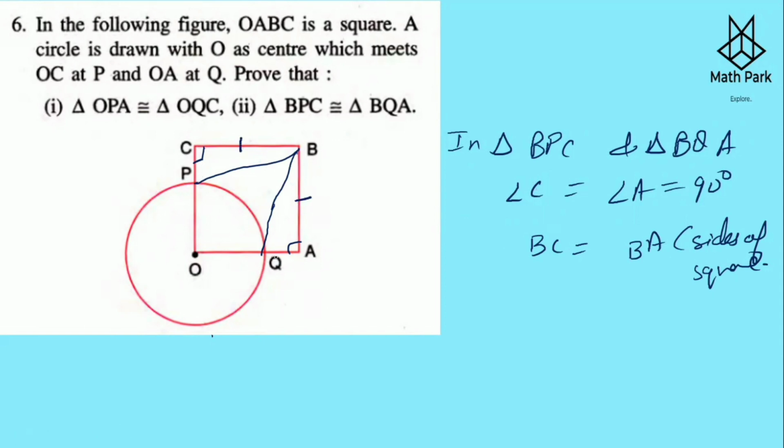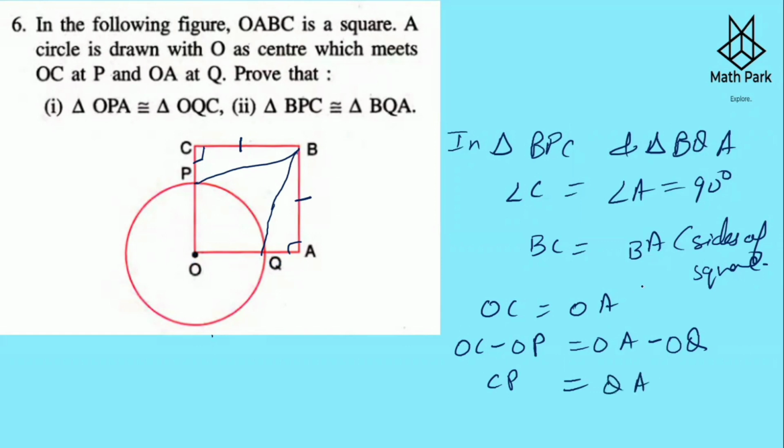Now for that one more part, we already know that OC is equal to OA, that we know. From that, let us subtract the radii. So we get OC minus OP, because this is the radius, is equal to OA minus OQ. Equals can be subtracted from equals. So OC minus OP we get CP, and OA minus OQ you get QA. And this is how we get three parts. Now we got this part equal. So therefore you have triangle BPC is congruent to triangle BQA again by SAS. Got it? By side angle side.